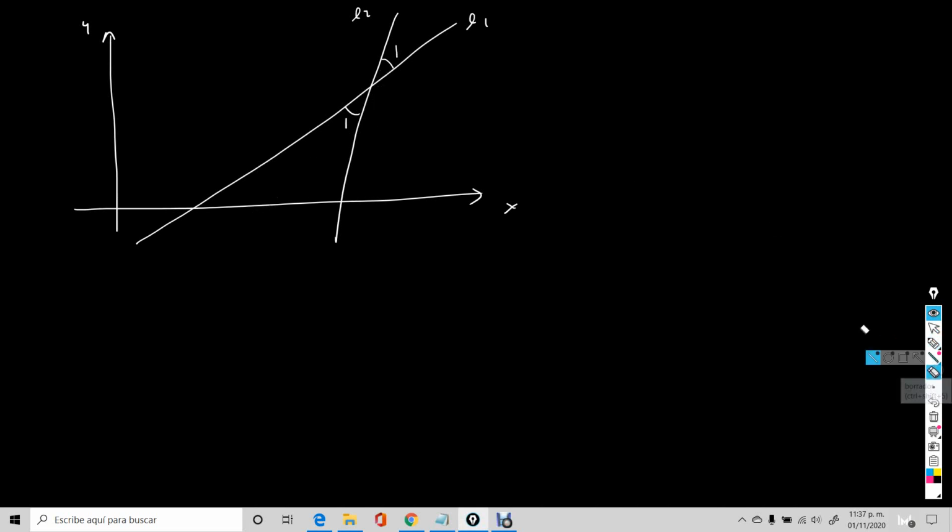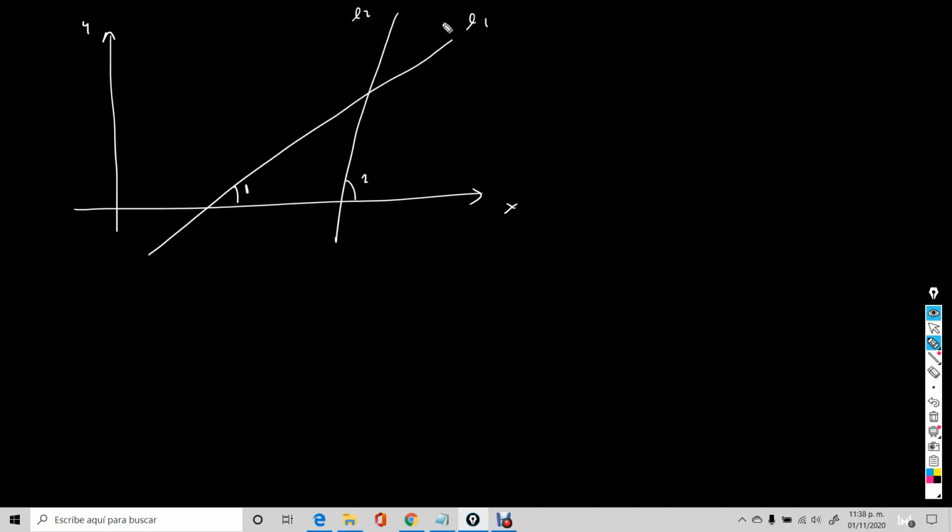Well, no, it's not a good idea to call it that. Let me tell you why in a moment. Let's call it something different. I'm going to call angle 1 the angle of L1, the angle that it makes with the positive x-axis. So I'm not going to name this angle 1 for that reason, and I'm going to call this angle 2, which is the angle that L2 makes with the positive x-axis.